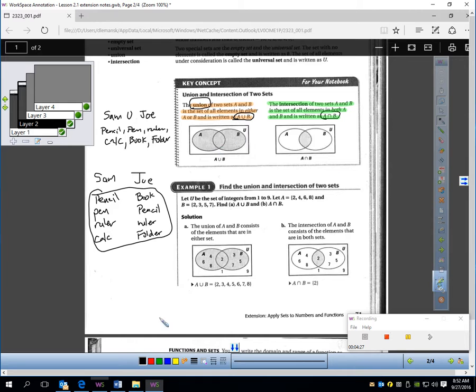Let's do an intersection of Sam and Joe now. I'll write that over here. Let's say I have Sam intersecting with Joe. What do both these guys have in common? Well, they both have a pencil and they both have a ruler. So if I intersect their sets, the only thing they have in common is a pencil and a ruler. That's the difference between union and intersection. Union is combining everything together into one big set. Intersection is combining what they have in common in one set.